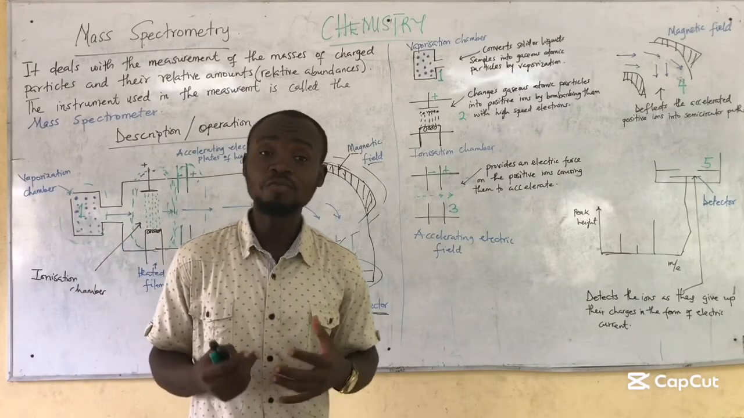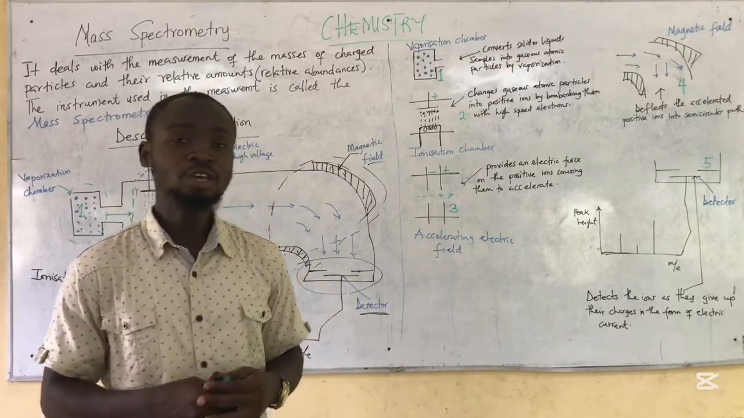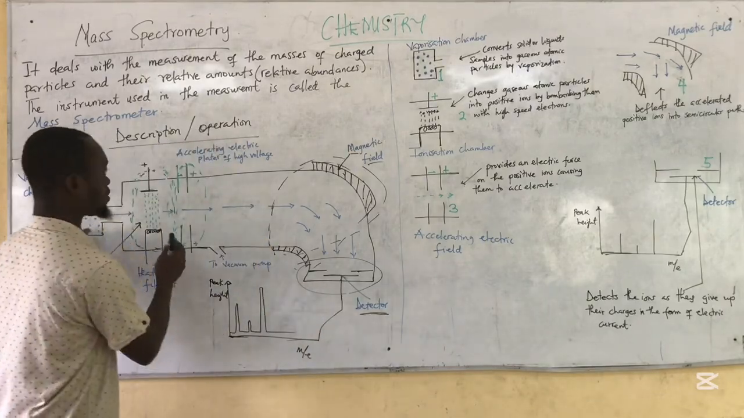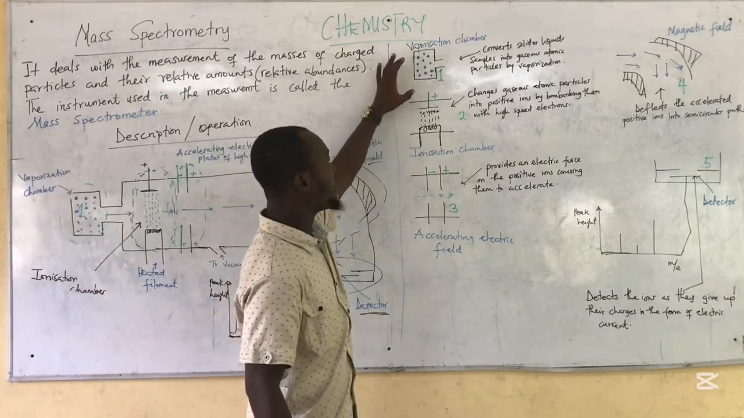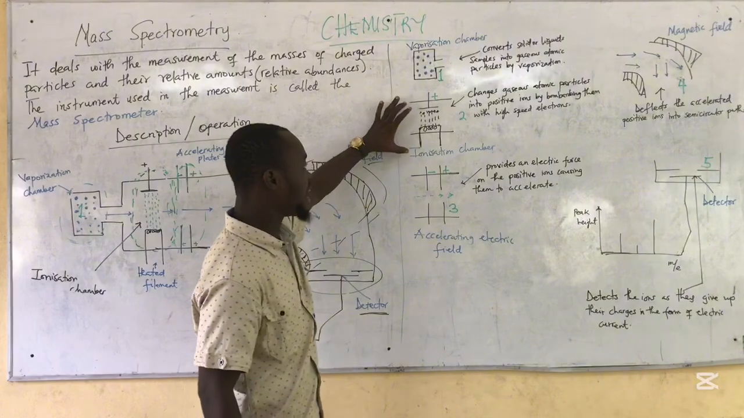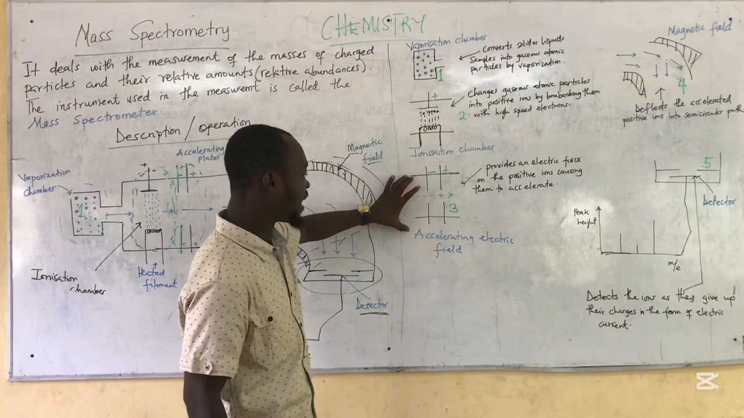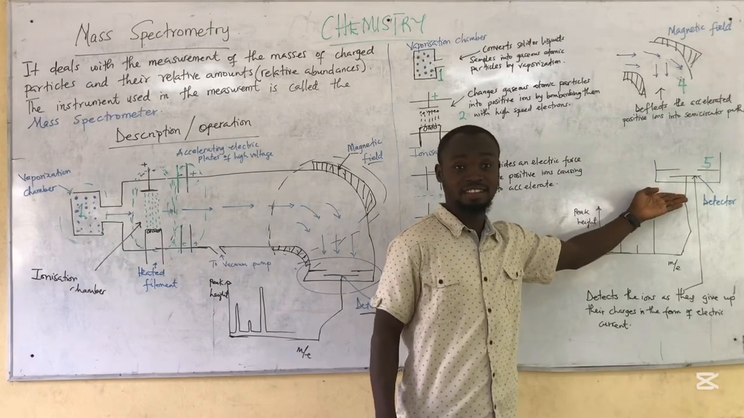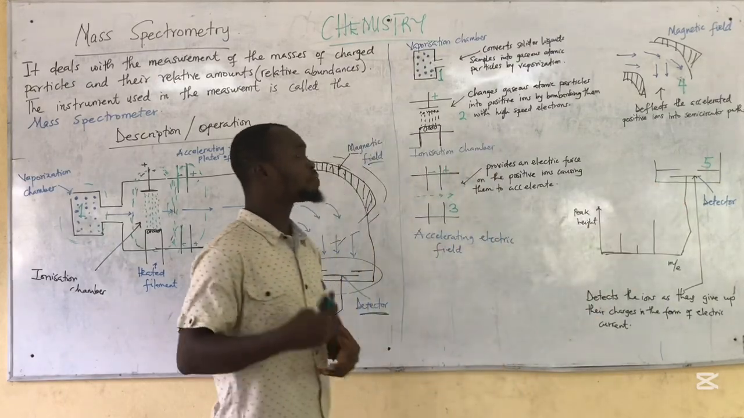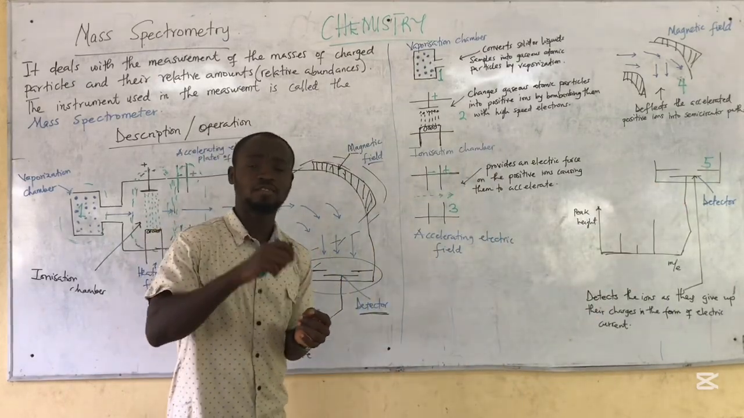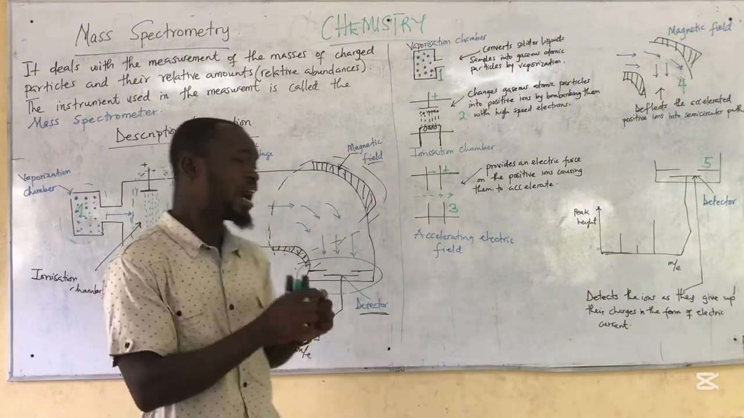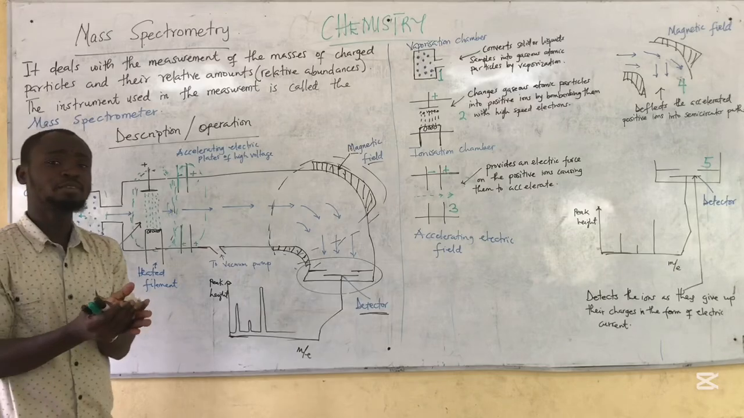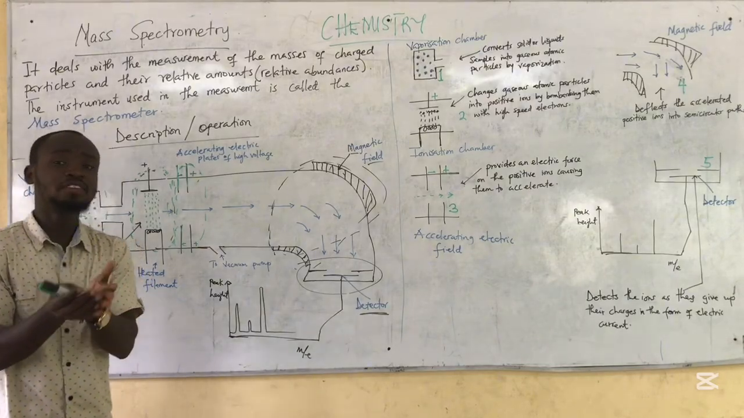What is the operation of this mass spectrometer? To simplify this lesson, I have broken down each part over here. I have the vaporization chamber, the ionization chamber, the accelerating electric field, the magnetic field, and also the detector. I'm going to explain what happens in each of these parts. Collectively, it can be summarized as the operation of the mass spectrometer.